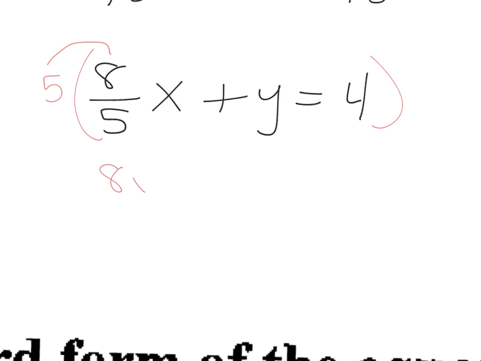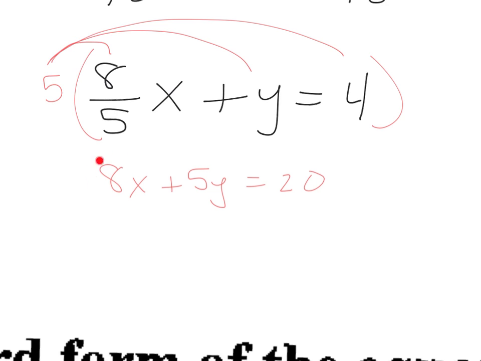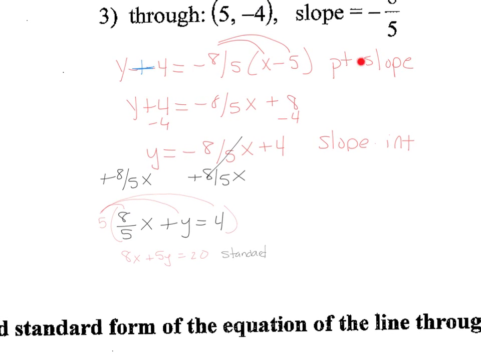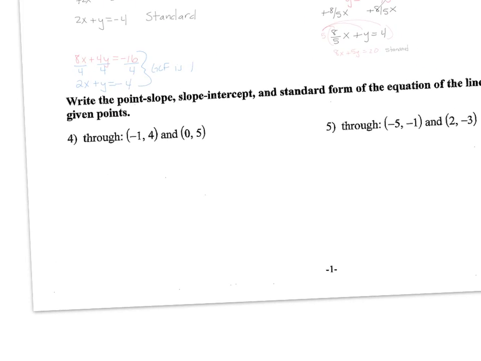So I'm going to have 8x, 5 times y will be plus 5y equals, and then 5 times 4 will be 20. All right? And so my a, or my front number here, is positive, so that's good, and I can't divide by a number. So this right here is going to be my standard form. Okay? All right, so then again, I'm looking for 3 answers for right now: point slope, slope intercept, and standard. And again, I expect you to label so I know what's going on. All right, going to the next one.